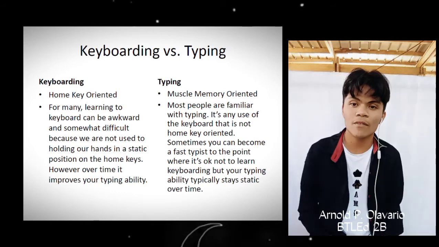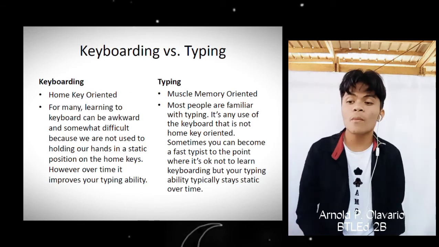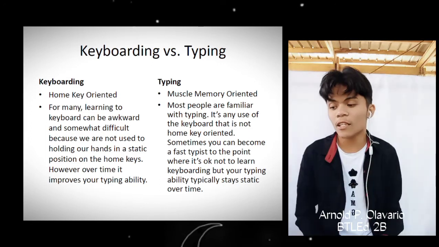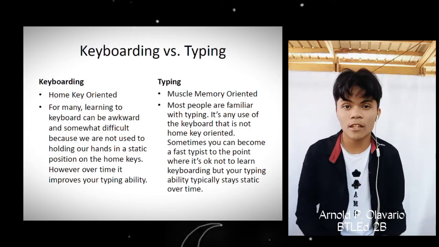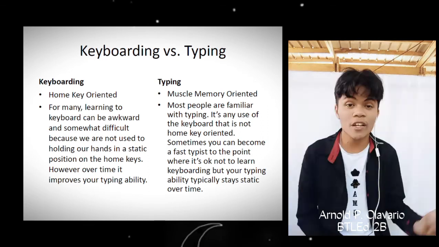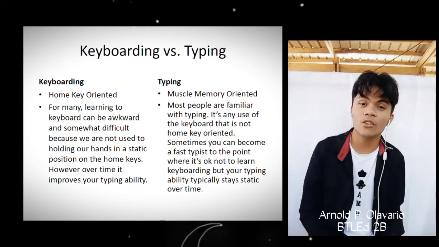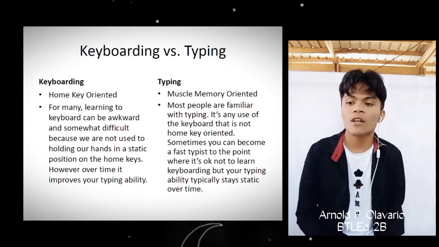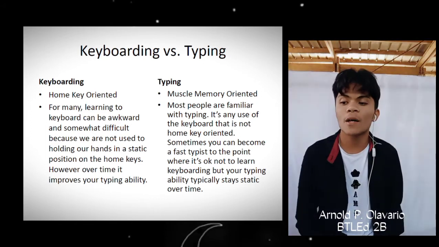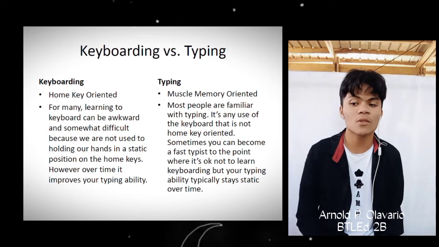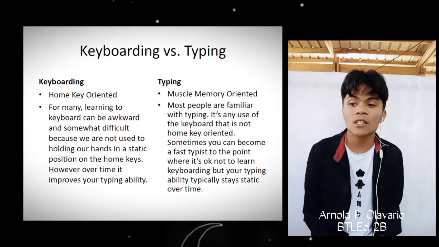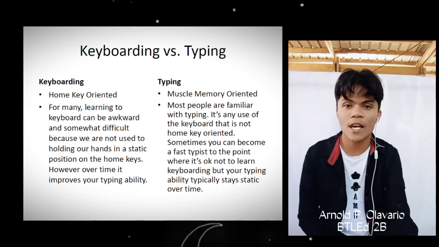So on the other hand, we have typing. It is muscle memory oriented. Most people are familiar with typing. Typing is the act of writing through a device, individual characters to form a text. Sometimes you can become a fast typist to the point where it is okay not to learn keyboarding, but your typing ability typically stays static over time.